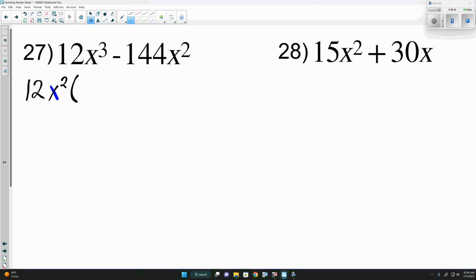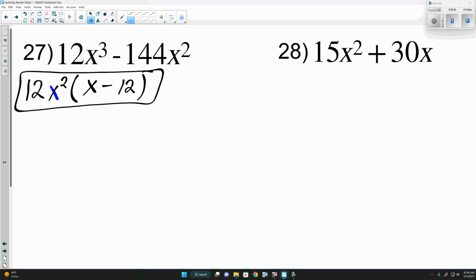So 12x squared pulled out of 12x cubed. Well, 12 divided by 12 is 1. X cubed divided by x squared is x. If I take 2 away from the 3, we have 1x, or we can just say x, minus 12. 144 divided by 12 is 12. X squared divided by x squared factors out completely. That's it.